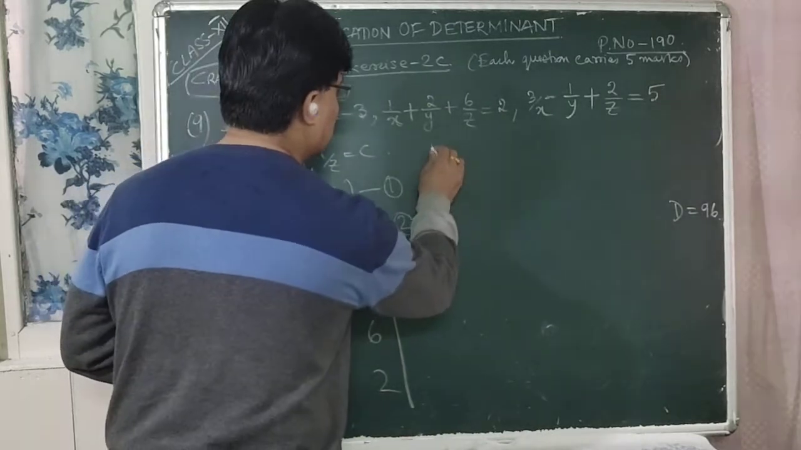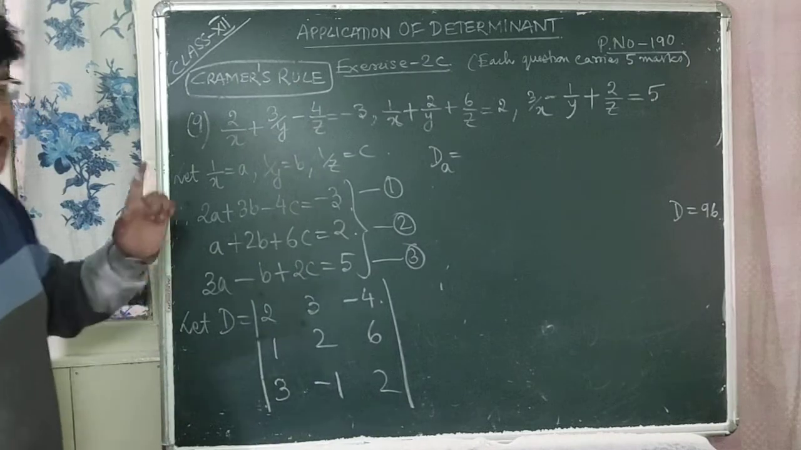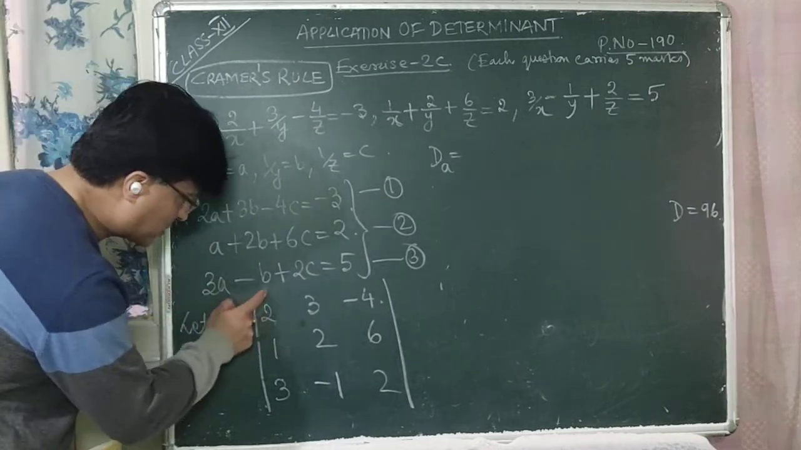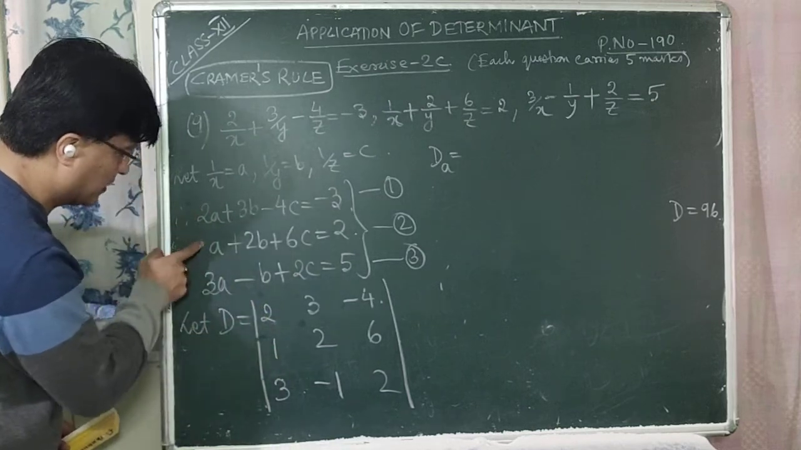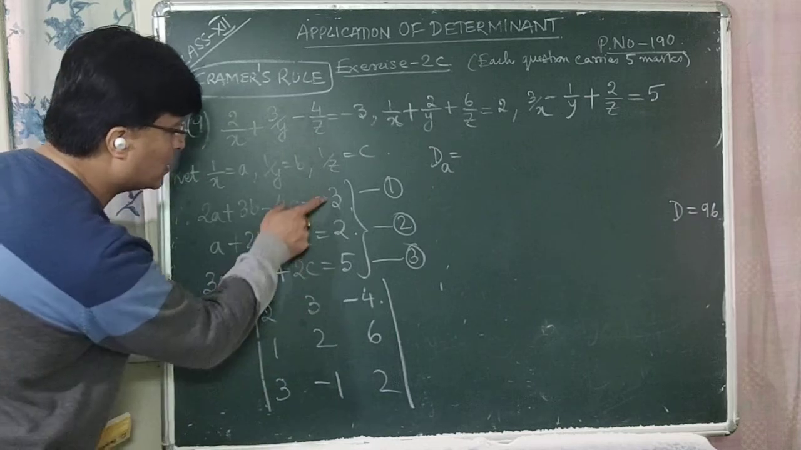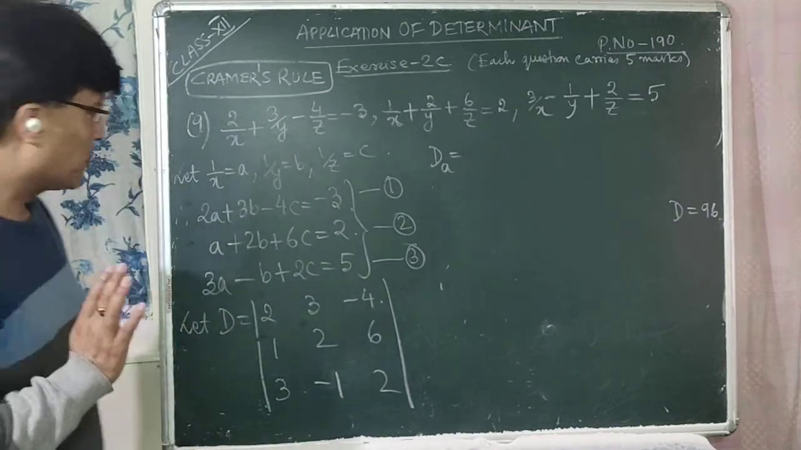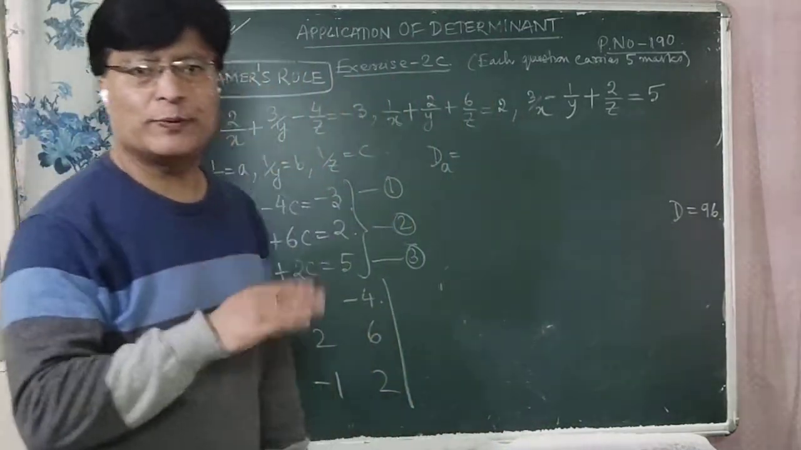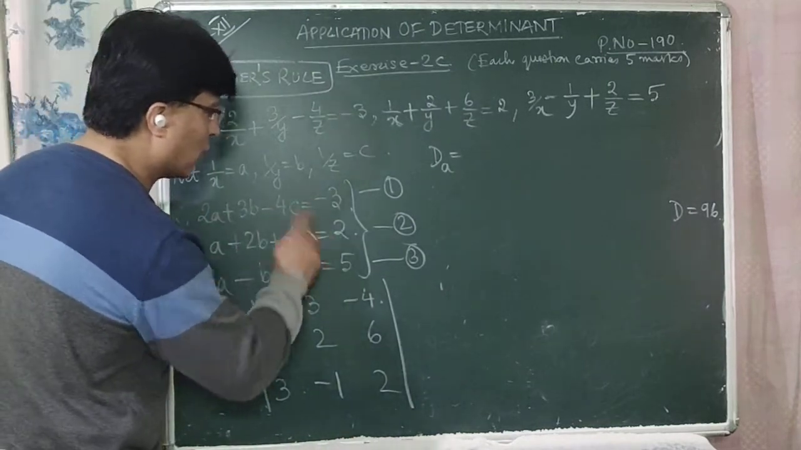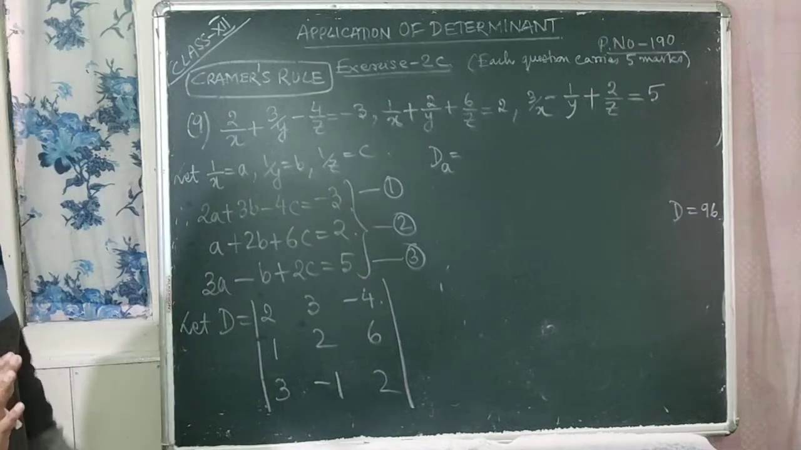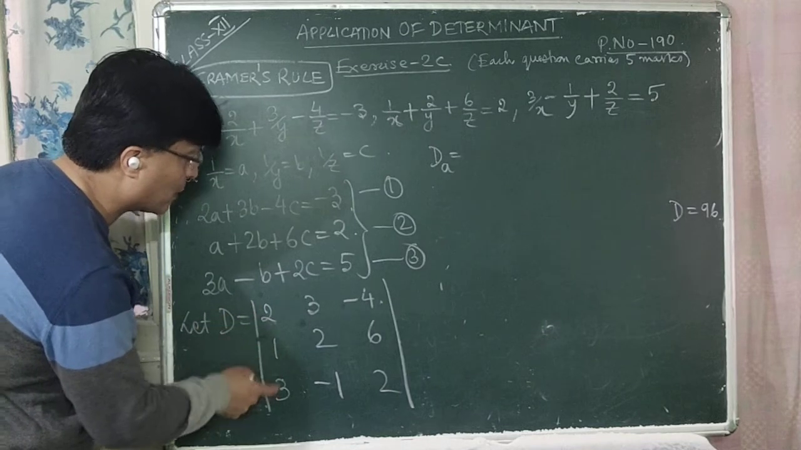Let us find out DA, which is equal to, now DA means, so how can we get the determinant DA? Now you know that this first column, that is 2, 1, 3, are the coefficients of A here. Now this is replaced by what? This constant, that is minus 3, 2 and 5. So that constant should be on the right hand side. Okay? So in these equations, these constants are already on the right hand side. So it's okay.